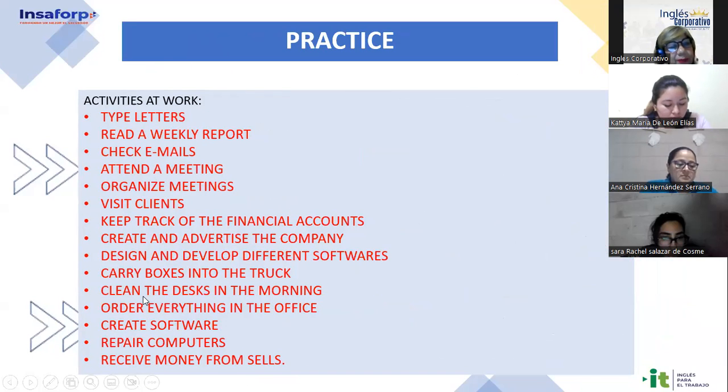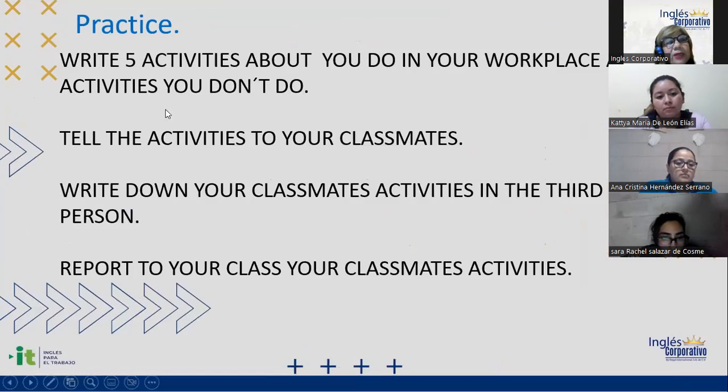Okay, I was here. Carry boxes into the truck. Clean the desk in the morning. Order everything in the office. Create software. Repair computers. And receive money from sales. You can take some from here if you do them. But if you do something different, no problem. It's better. So let's begin with the first step. Step number one. Write 5 activities you do and 5 activities you don't do at your workplace. Do it right now, please.